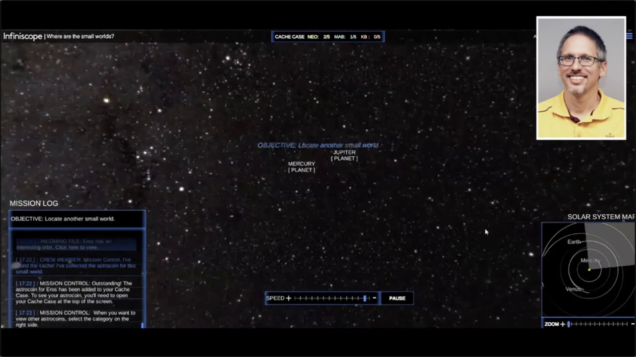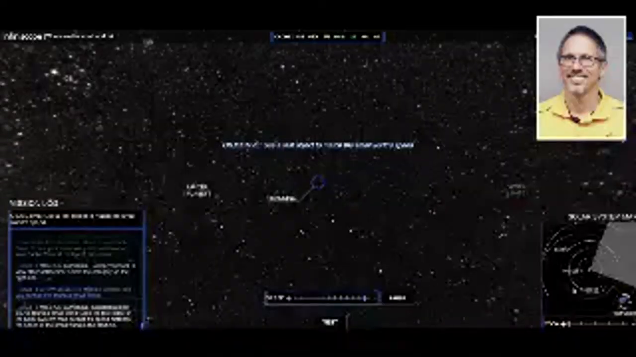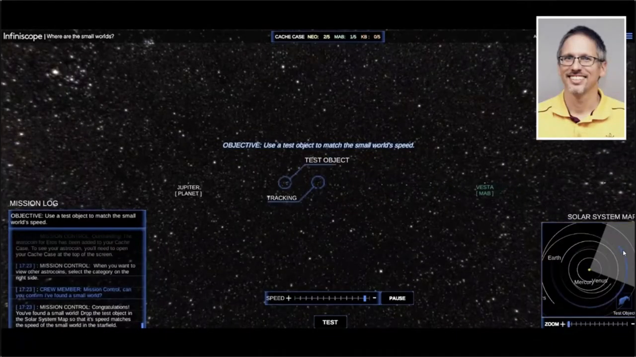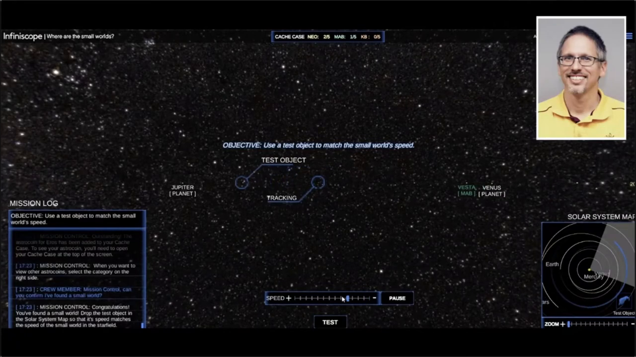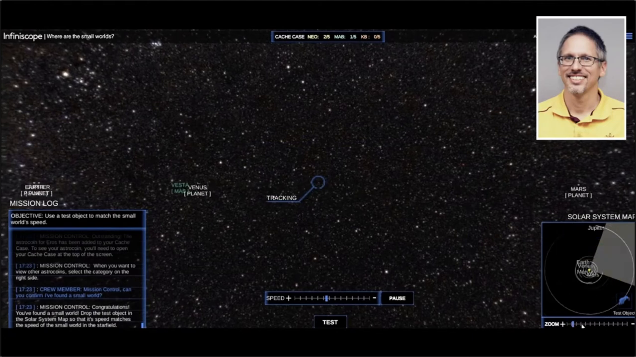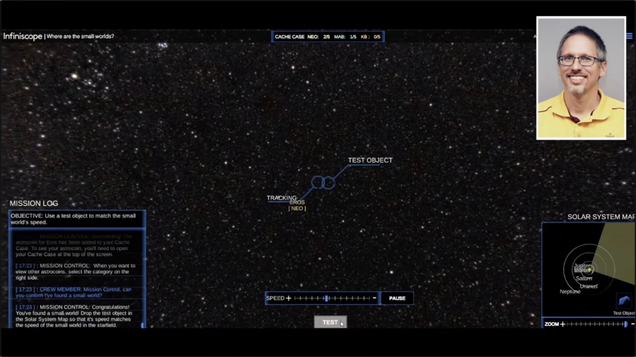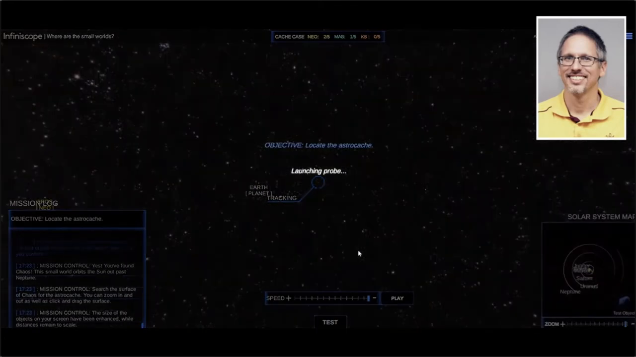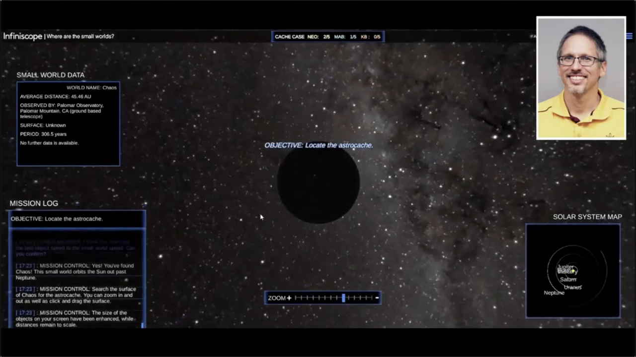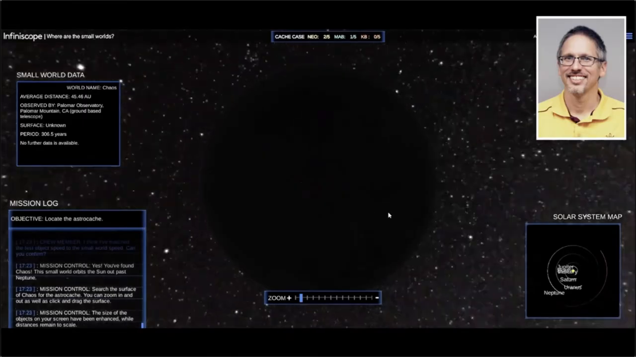Using an interactive map of the solar system, you'll determine the orbit of the asteroid, and then you will get to explore the asteroid up close and in 3D. On top of that, you'll be searching for a hidden prize on each asteroid. I love how after you visit each small world, they become more than dots in the sky. These are actual worlds that humans may one day see up close or even touch. You can check out Where Are the Small Worlds at infiniscope.org.